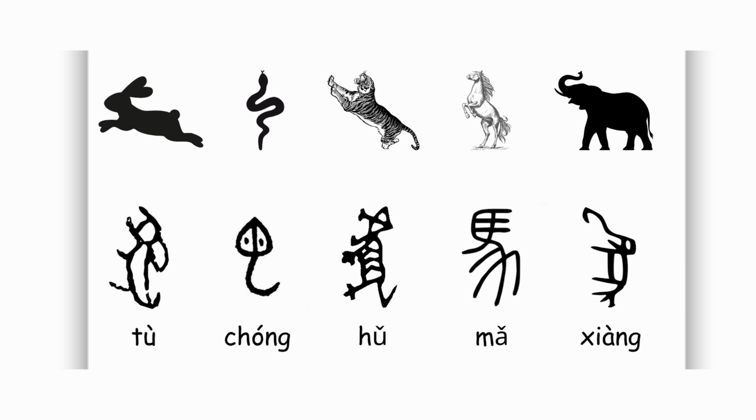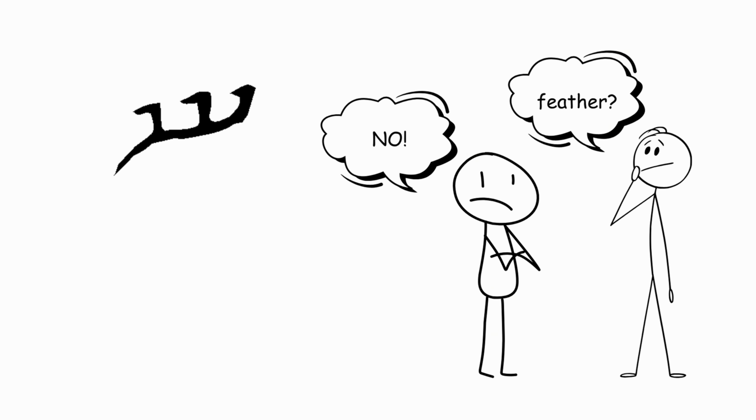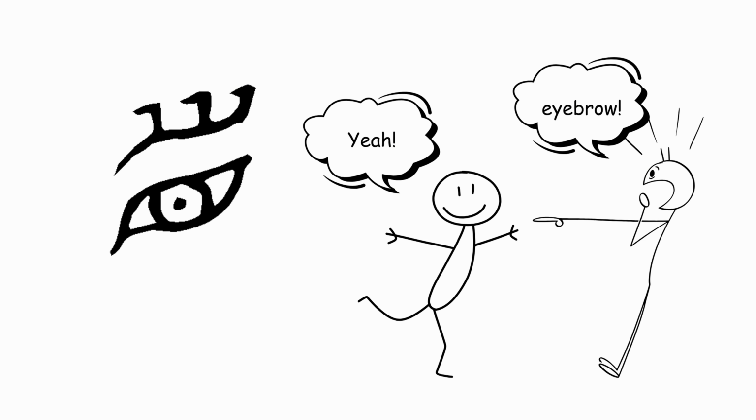But not everything was easy to draw. For example, you scratch something like this and your friend asks, "Is that a feather?" You say, "No, it's not." So you add an eye underneath it. Now people can say it's an eyebrow. That's the character 眉. 眉 means eyebrow.